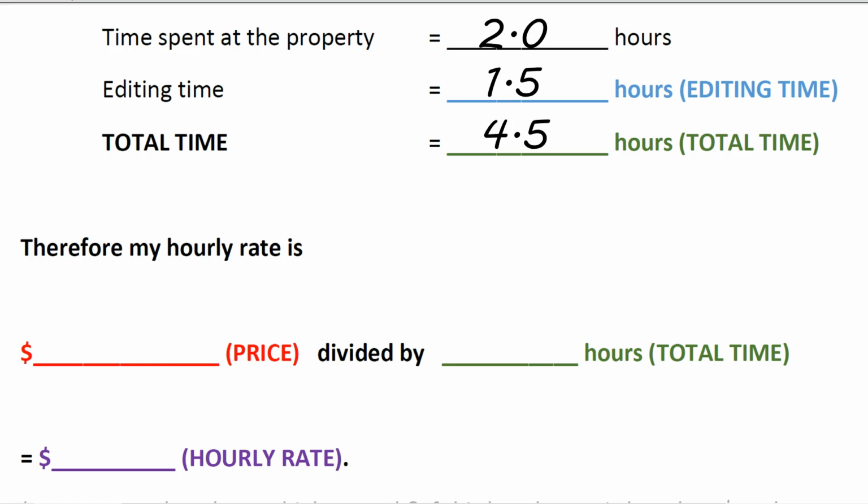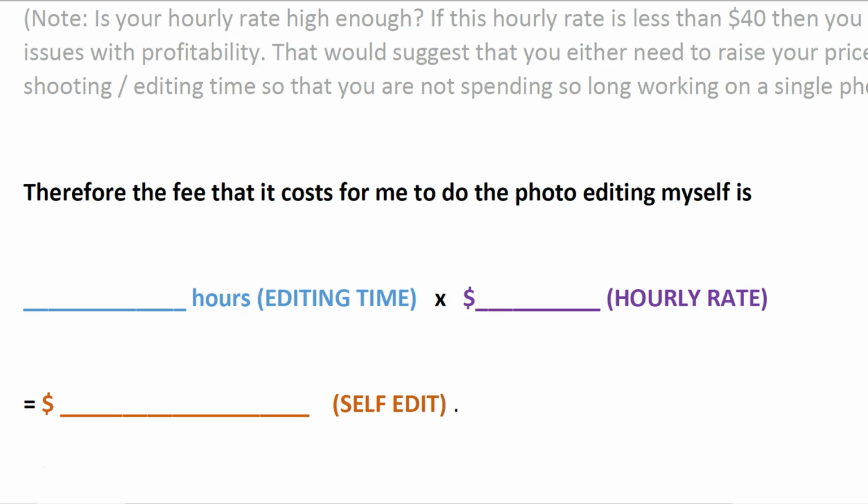Now next we need to work out your hourly rate. So write down the price that you added in at the start and note the red text with the word price. That makes it easy to locate the value to be included. And then we do the same thing with the total time. So look back for the same green line in the text that says total time and add that value in here. And then what we do is we take our price and divide that by the hours to give us an hourly rate. And in this example, that's $44.44.